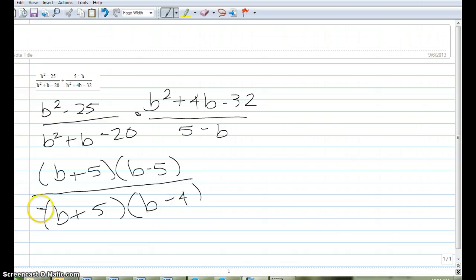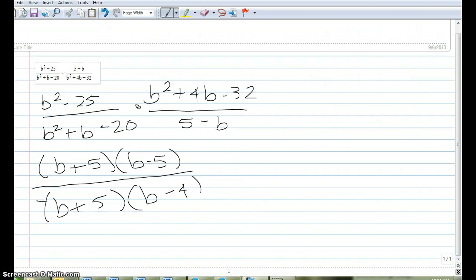Now this is not a negative sign, it's just a stray mark. Let's see if I can get rid of it. Oops, sorry, you hear that alarm going off. This is just a stray mark, so ignore that.